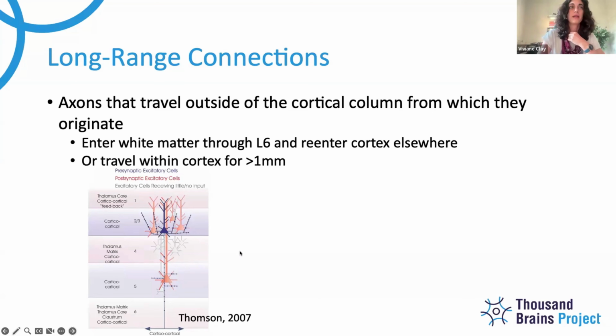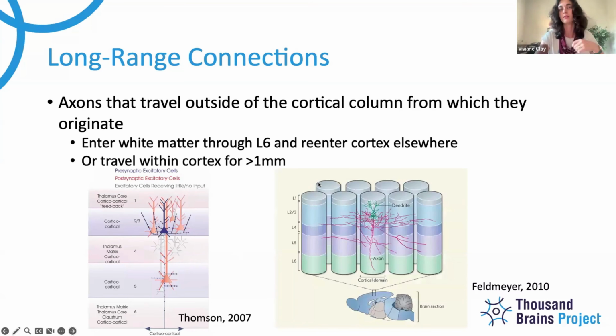And then alternatively, it can travel within the cortex without going into the white matter for a distance of more than 1 millimeter. So here's an example of that shown schematically, where the red part shows an axonal branching of a layer 2-3 pyramidal cell that can travel across columns.